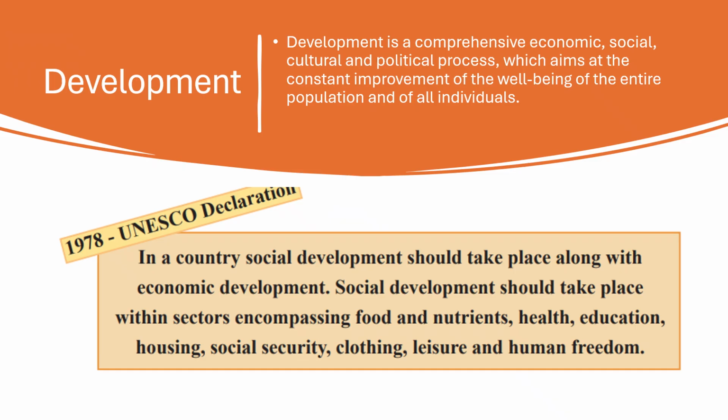Development is a comprehensive economic, social, cultural, and political process which aims at constant improvement of the well-being of the entire population of all individuals. That is the 1978 UNESCO Declaration, at the bottom of the screen. In a country, social development should take place along with economic development. Social development should take place within sectors encompassing food and nutrition, health, education, housing, social security, clothing, leisure, and human freedom.